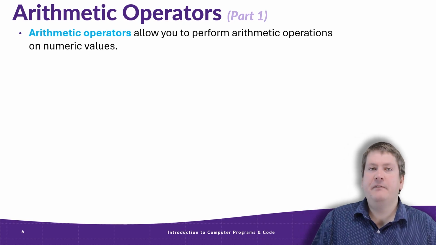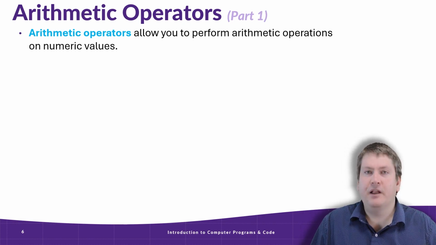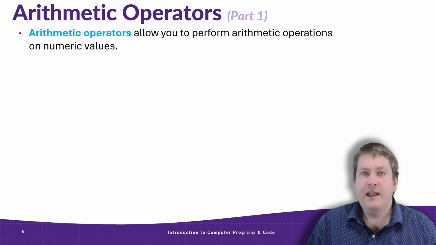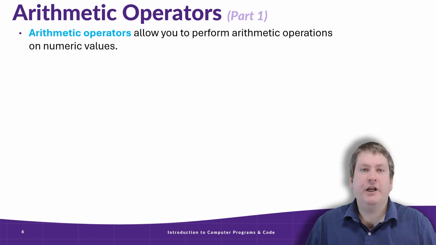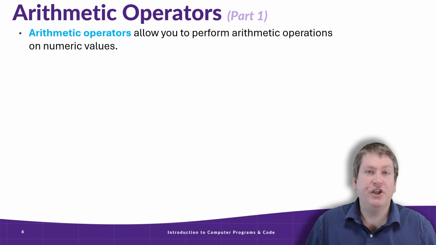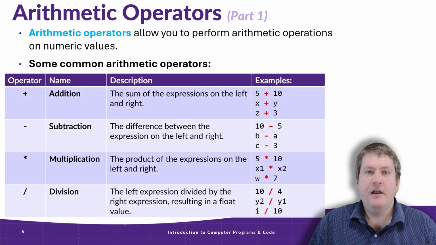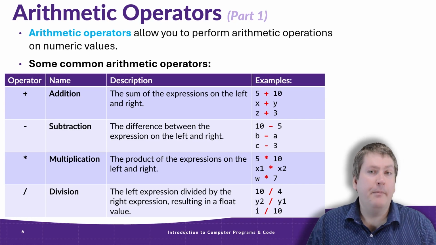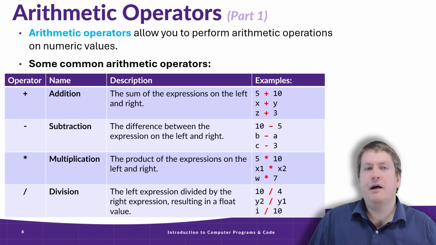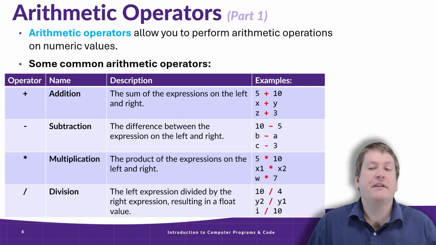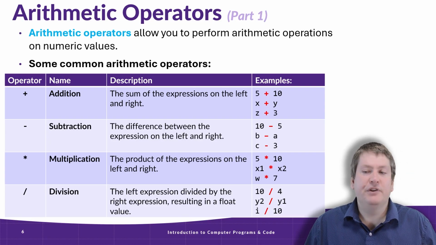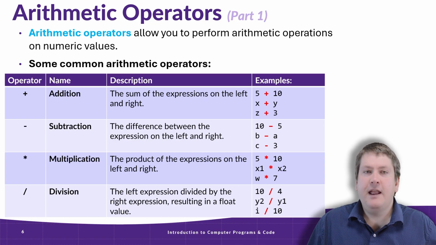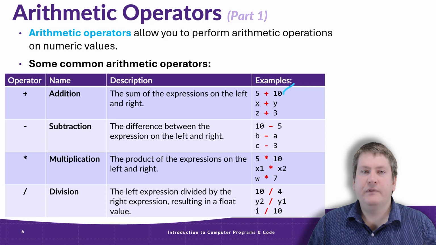And we've already seen a few of these in that last example, such as the plus and minus operators. And these allow you to perform arithmetic on numerical values such as integers and floats. And we're going to take a look first at the most common arithmetic operators, and you're probably already pretty familiar with these. These are things like addition, subtraction, multiplication, and division. And they work pretty much as you'd expect, but we'll still take a look.